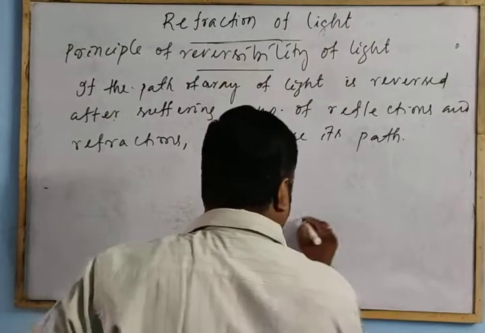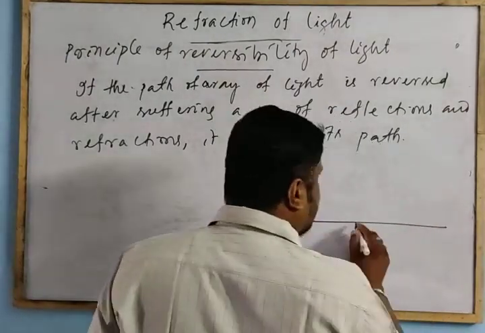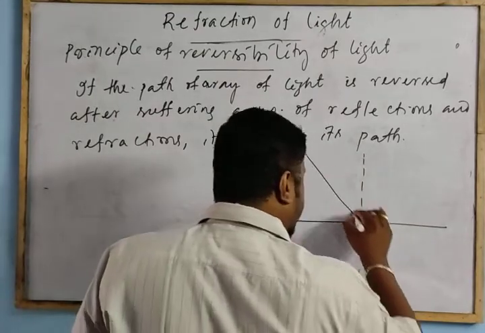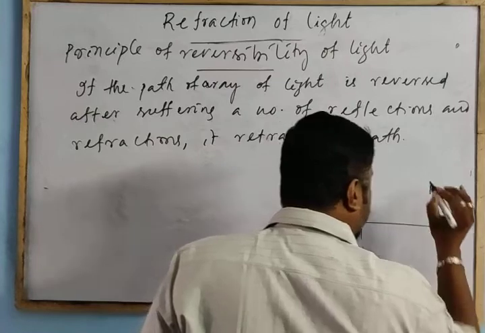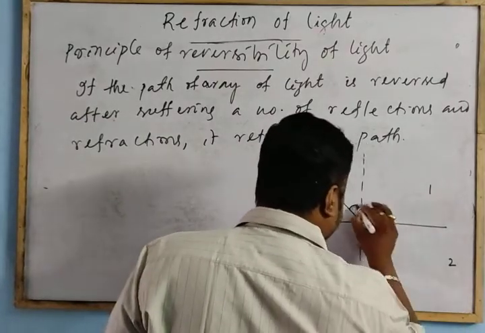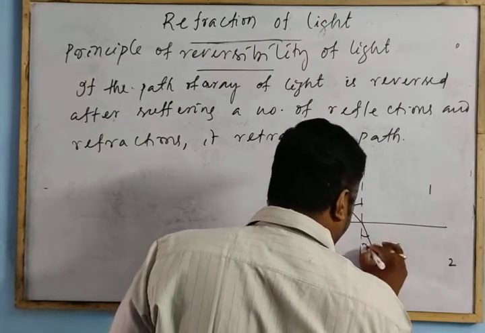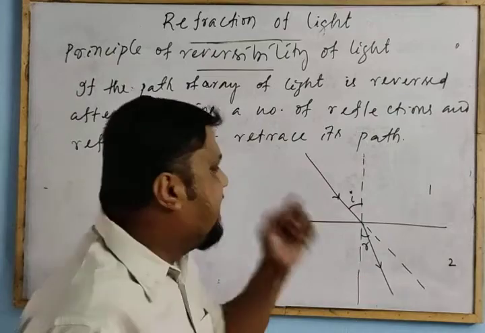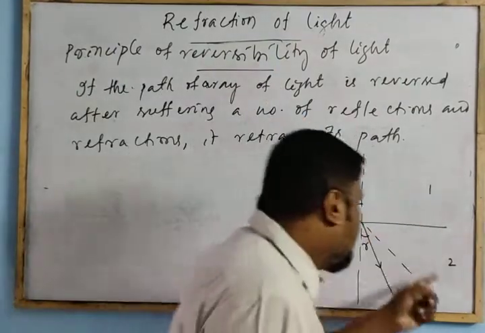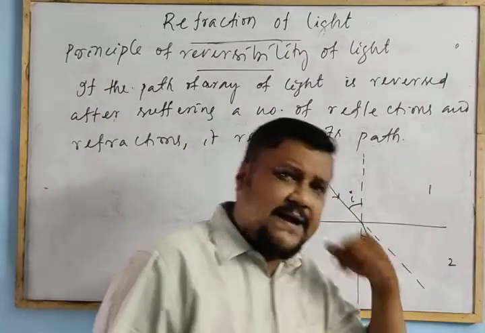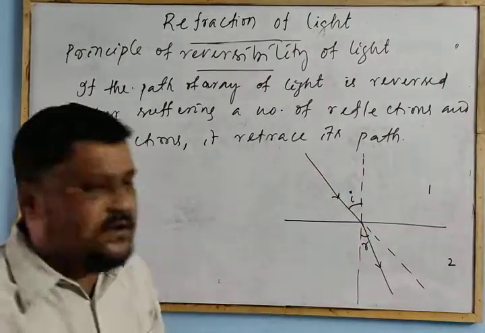Let us consider there is a ray of light. This is an interface. This is the normal. The ray of light is traveling from medium 1 to medium 2, and then the ray is refracted like this. This is the angle of incidence, this is the angle of refraction, and this will be the actual path. The ray gets refracted when it travels from medium 1 to 2. From this figure you can say this is a rarer and this is a denser medium. So this is one refraction, of course.